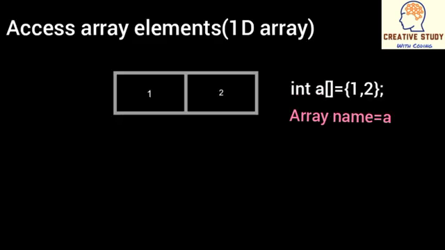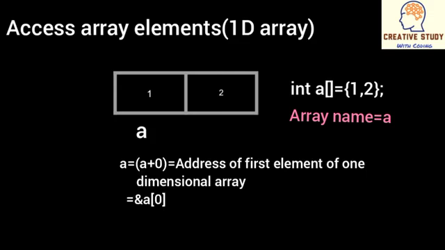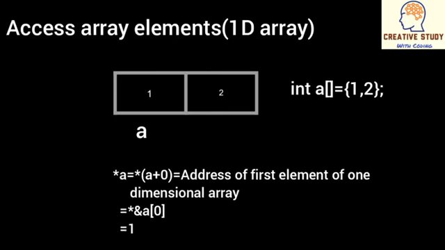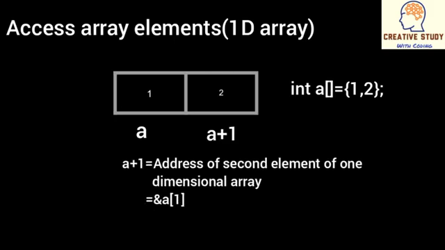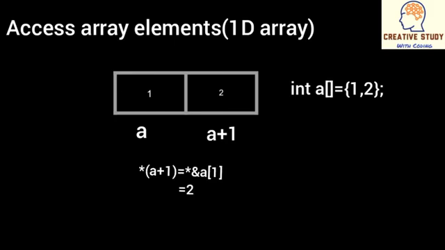Array elements are accessed on the basis of indices. In the case of pointers, array elements are accessed on the basis of addresses. So A or A plus 0 gives the address of the first element of the one-dimensional array, which is equivalent to the address of A0. And by putting the dereference operator, the asterisk sign, we can get the value. And A plus 1 gives the address of the second element of the one-dimensional array, which is equal to the address of A1. And by putting an asterisk sign before it, we can get the value.